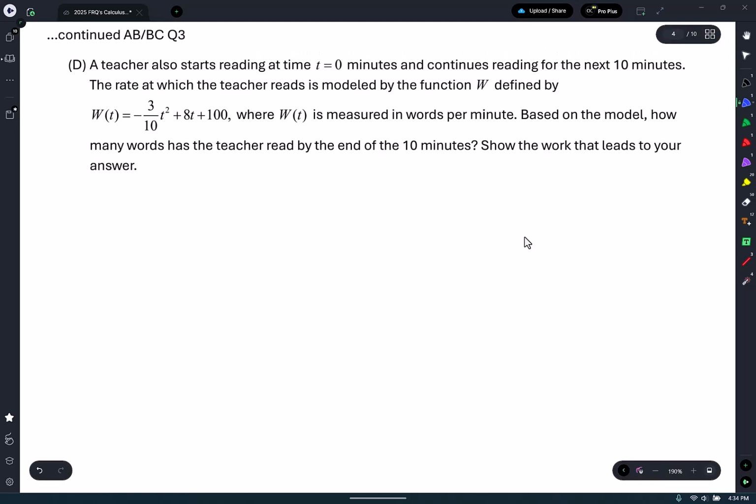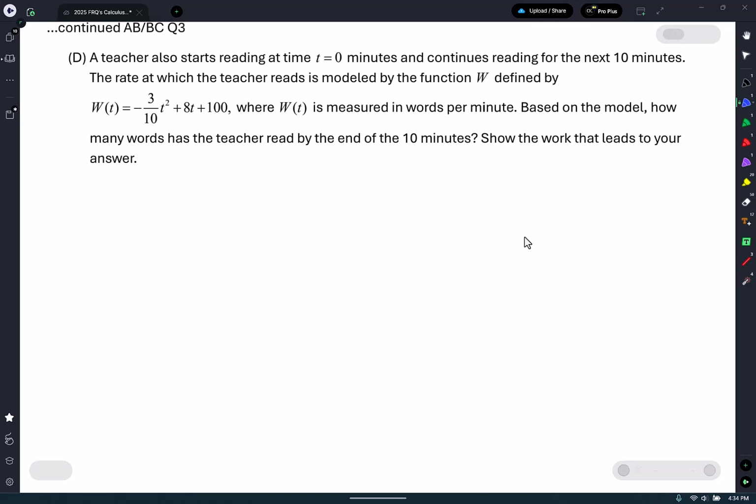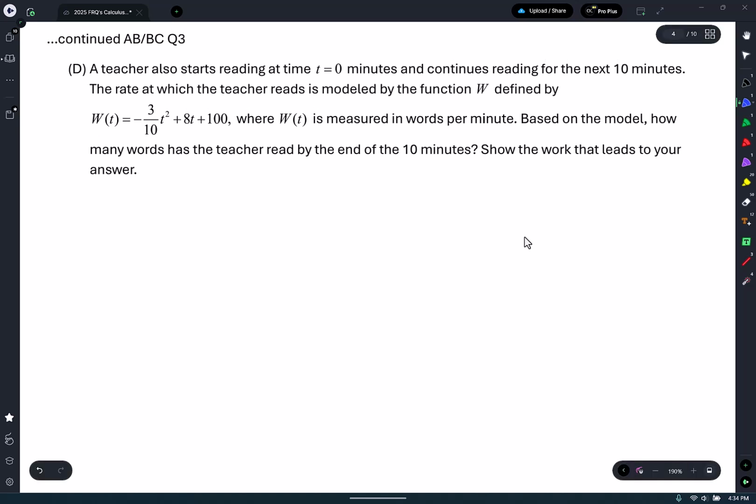Okay. All right. I'm going to continue because I know that you guys want to see this. Plus, we still got, ready? A teacher also starts reading at time t equals 0 minutes. Yeah, sorry guys. In case you're wondering, we have a student, but she's not in calculus. But she's looking. She's an algebra student, but you'll be here eventually.